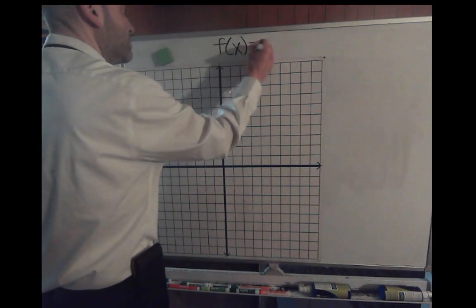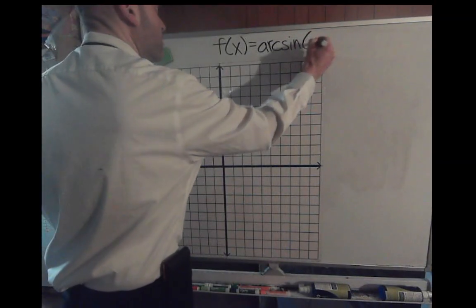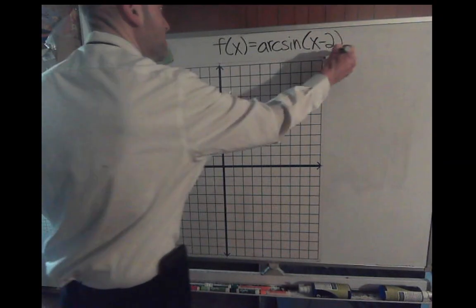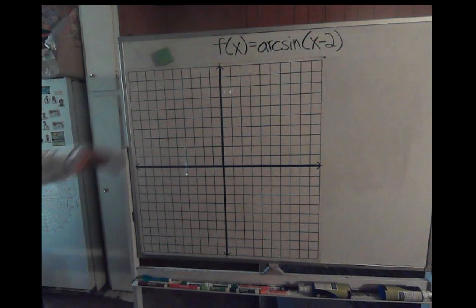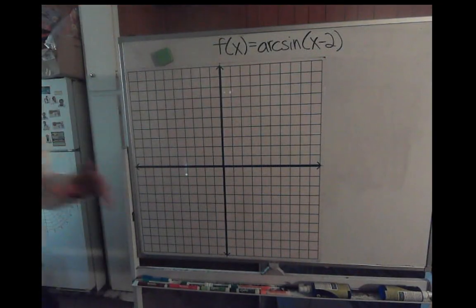f of x equals the arc sine of the quantity of x minus 2. Alright, so everything's going to be shifted to the right 2 units. Arc sine of x minus 2.